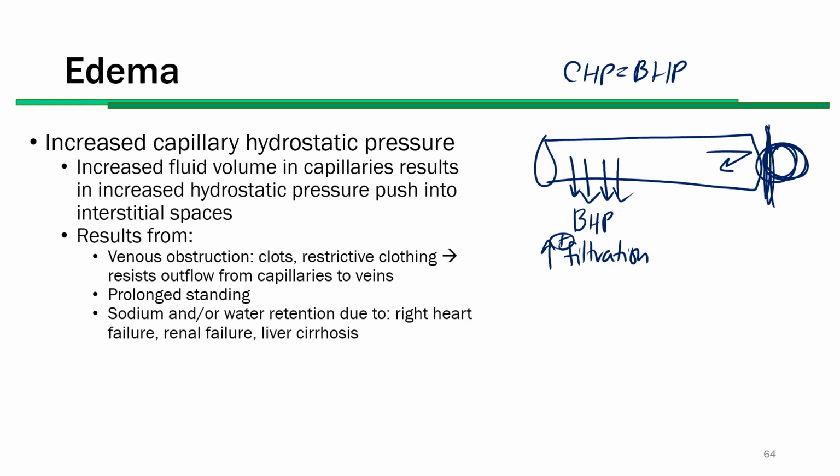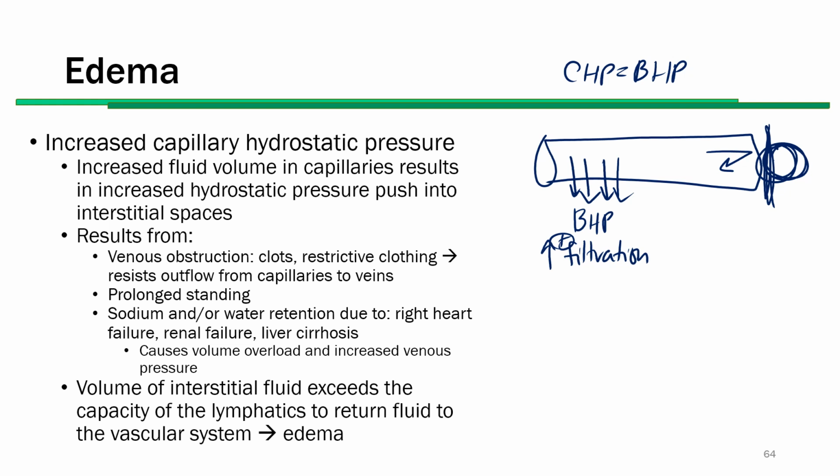Sodium or water retention, which can be due to the right heart failing, and so it backs up. The right heart normally pushes blood to the lungs. If it's backing up, then it's backing up into the systemic system. If there's renal failure and it's not getting cleared, if there's liver cirrhosis, and liver can mess up a whole bunch of stuff. So that's going to mess up your proteins too, and we'll talk about proteins here in a minute. That can cause volume overload and increase the venous pressure. That's going to increase the filtration. The volume of interstitial fluid exceeds the capacity to go to the lymph, so it can't all go to the lymph. So it builds up out here and you get edema.